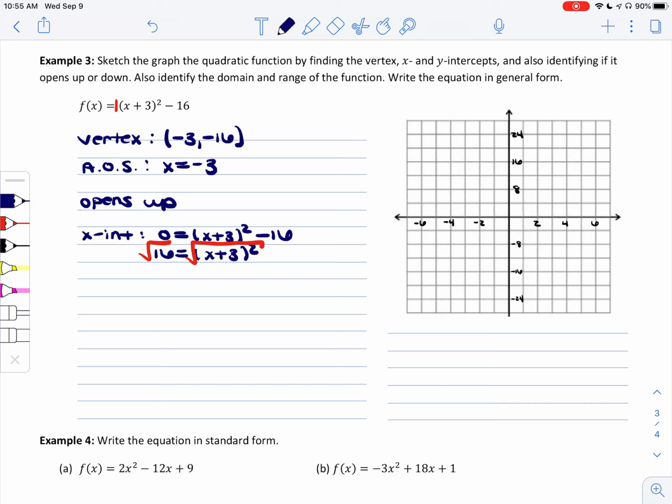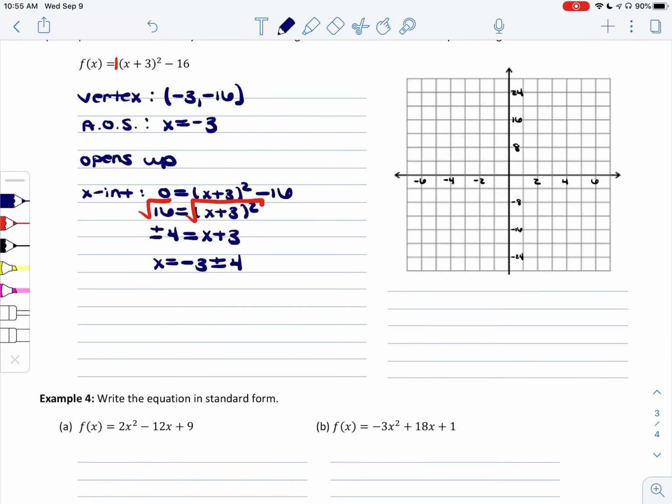All right, and remember, anytime you take a square root, it comes with a plus or minus. So this would give us plus or minus 4 is equal to x plus 3. And then just subtract that 3 over, so we would get x equals -3 plus or minus 4. All right, so then if we think about these, -3 plus the 4 would give us a positive 1, and -3 minus 4 would give us a -7. So our x-intercepts are going to be at (1, 0) and (-7, 0).